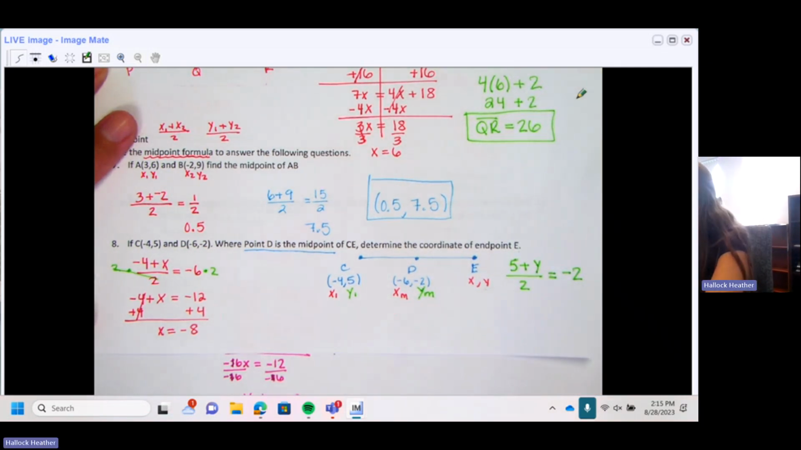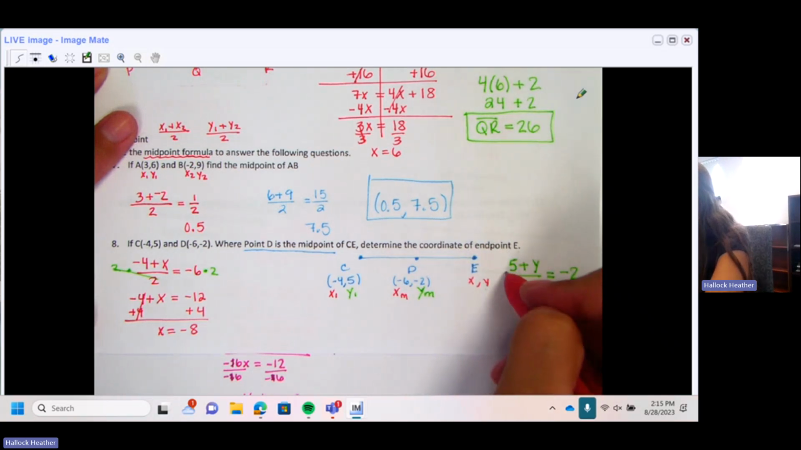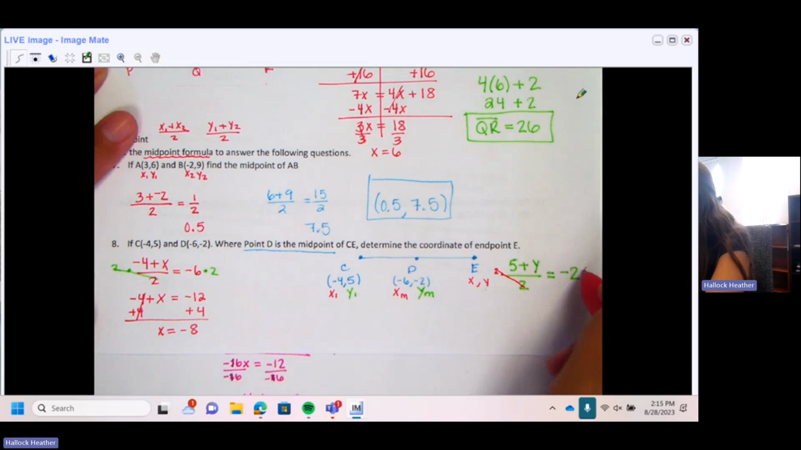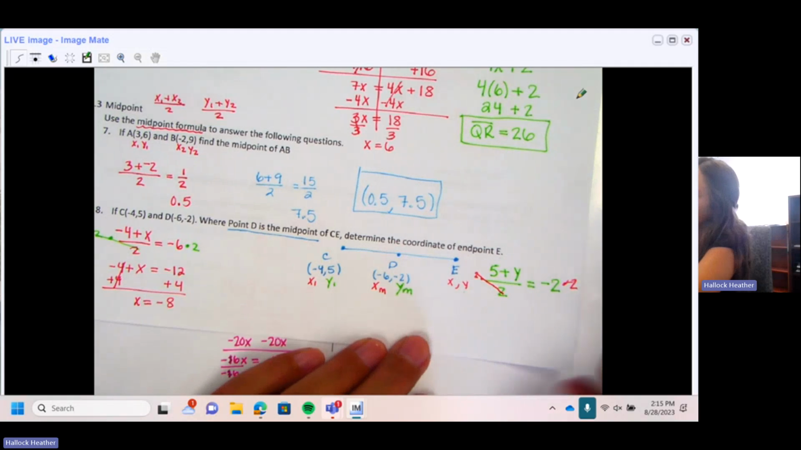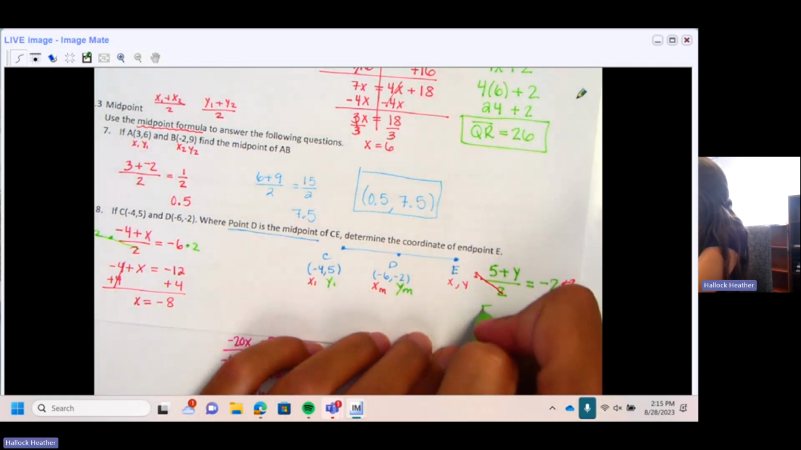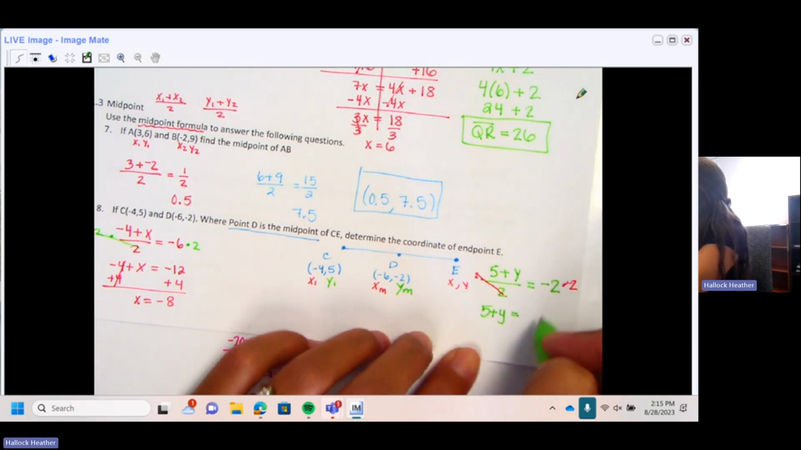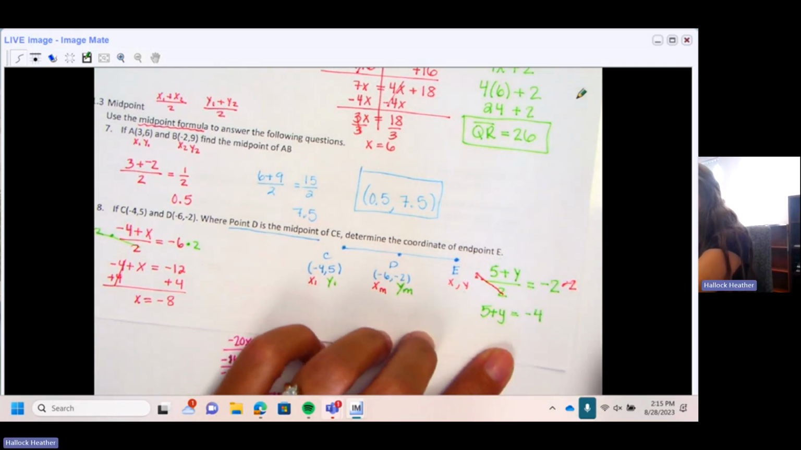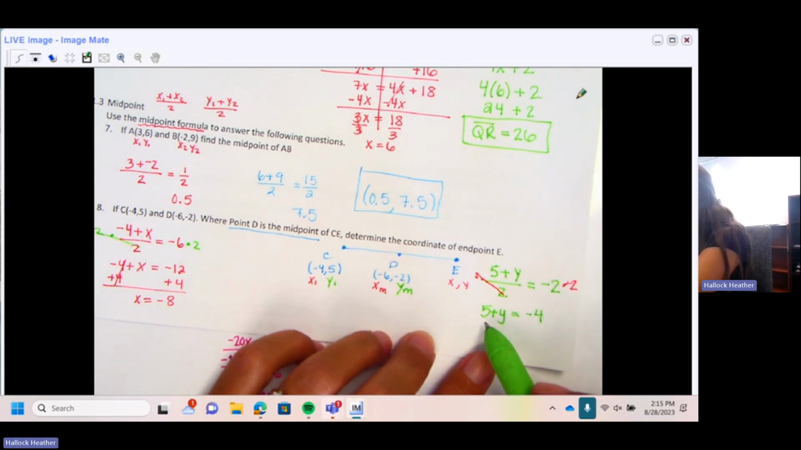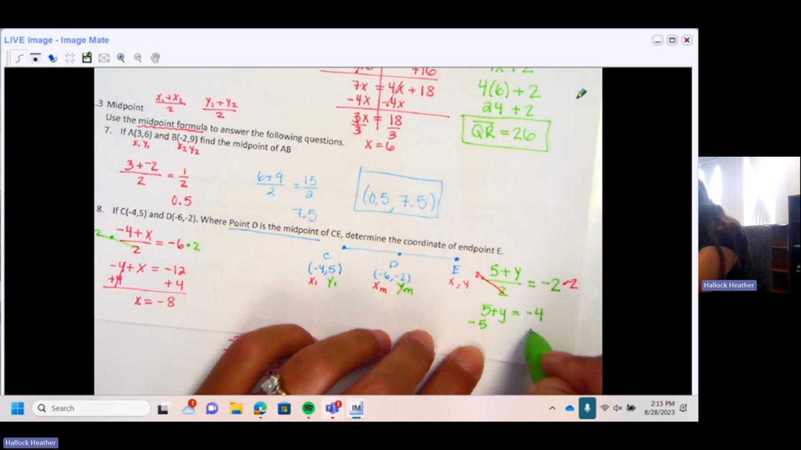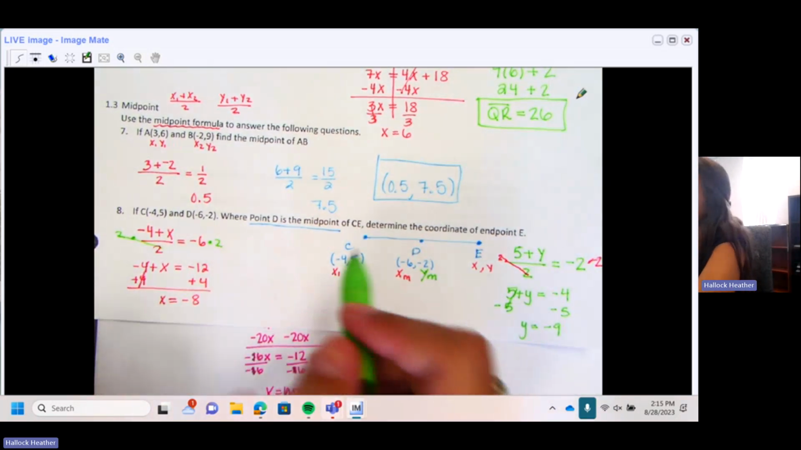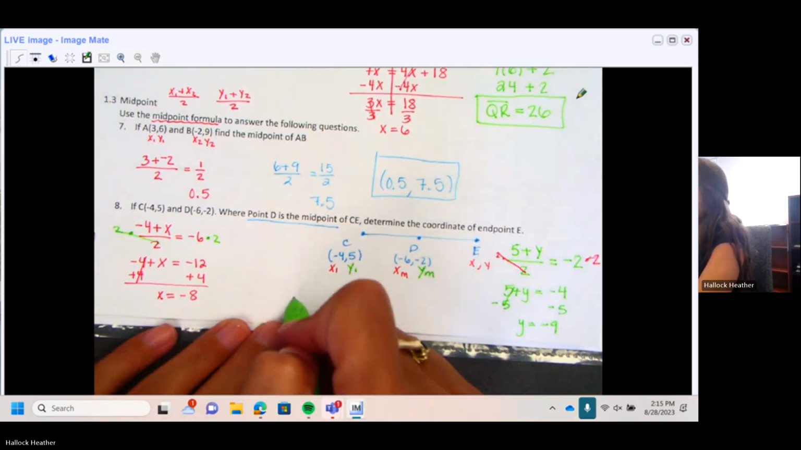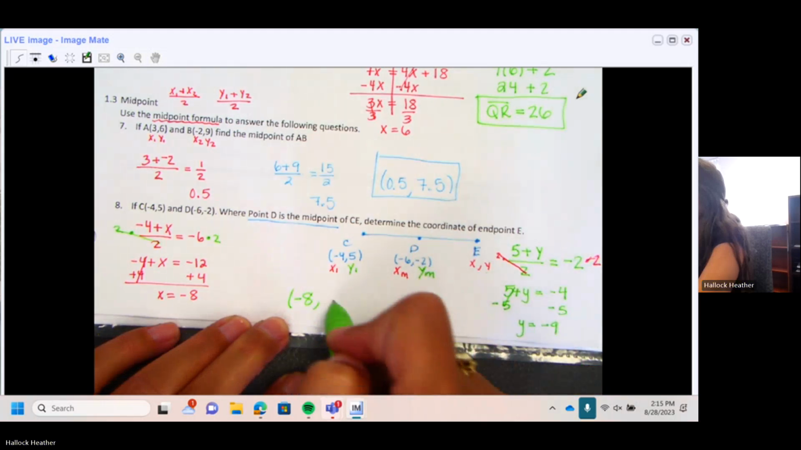So now I'm undoing this. The opposite of division is multiplication. So I'm going to multiply both sides by 2 to get rid of the denominator. So I'm going to bring down 5 plus y equals -4. Last step, get rid of the +5. It is positive. The opposite of positive is negative. So I'm going to subtract 5 from both sides. So y equals -4 minus 5. It's -9. So the other endpoint that I'm looking for is -8, comma, -9.